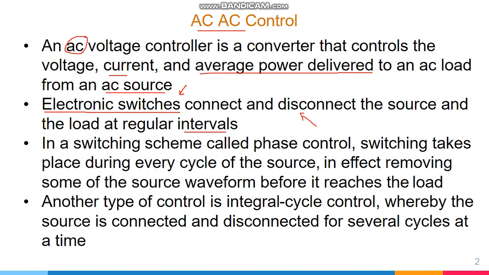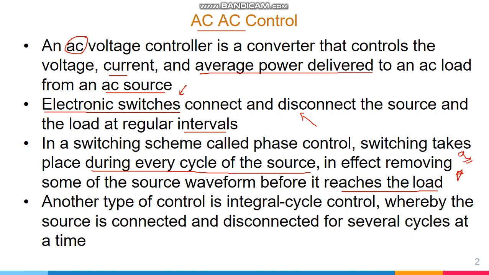In a switching scheme called phase control, switching takes place during every cycle of the source, in effect removing some of the source waveform before it reaches the load. So we are already familiar with this type of conversion. This is similar to thyristor control, in which we were controlling the phase of the thyristor. That is, we were firing the thyristor at a specific angle so that we can obtain a part of the sinusoid at the output.